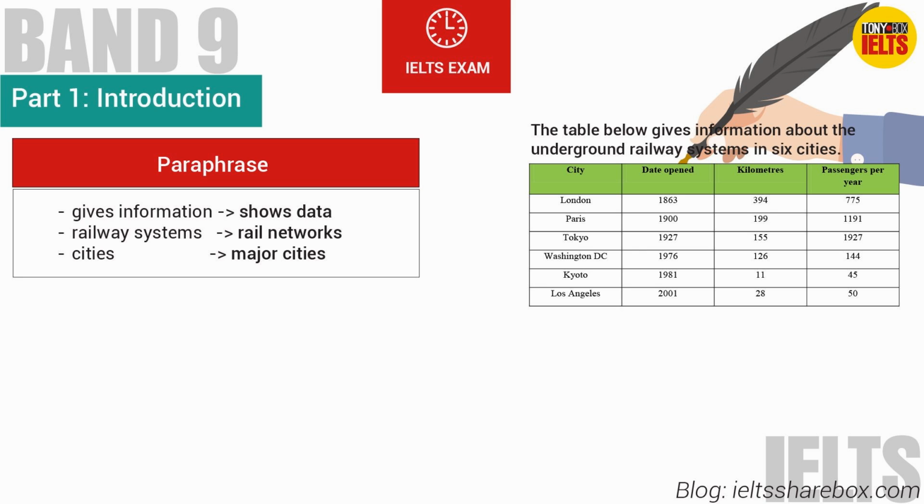Paraphrase. Gives information: shows data. Railway systems: rail networks. Cities: major cities.